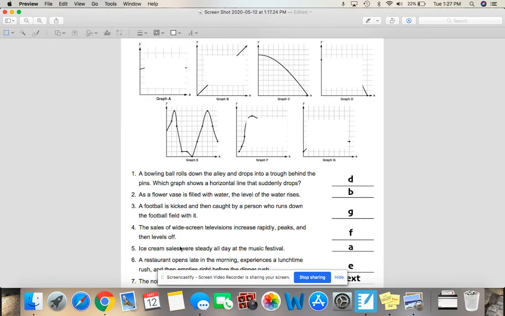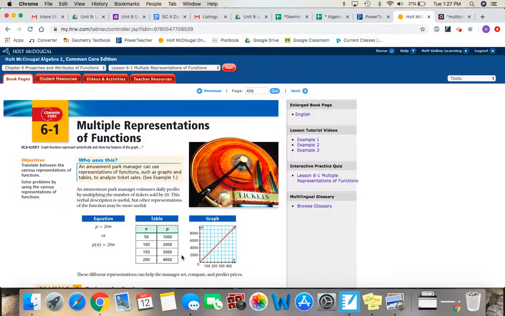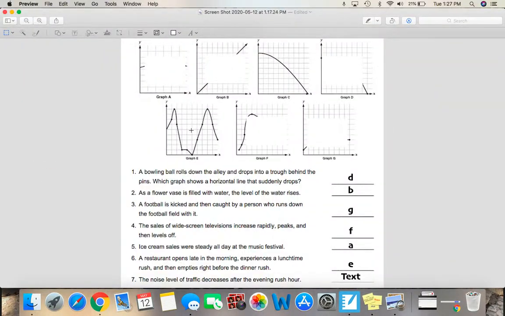And then the last one, oh no, I can't really see it. Okay, here we go. Oh, so it says the noise level of the traffic decreases after the evening rush hour. So, oops, I didn't cover this one up. So the only one that's left is graph C, but we want to think about it. The noise level is really high, and after rush hour, the noise level is just going to go down, down, down as there are less cars on the road. So C is going to be our last one.